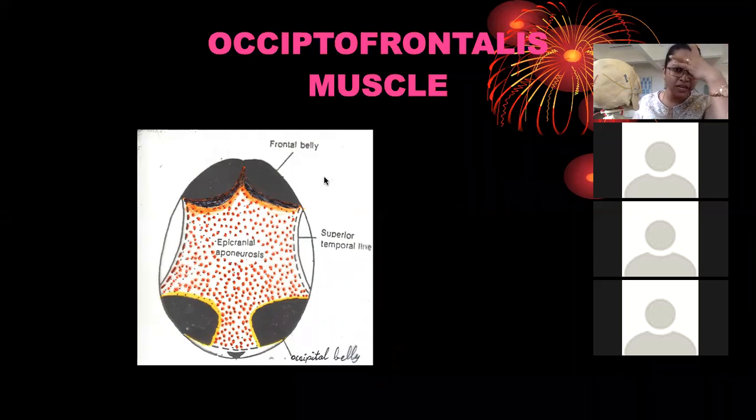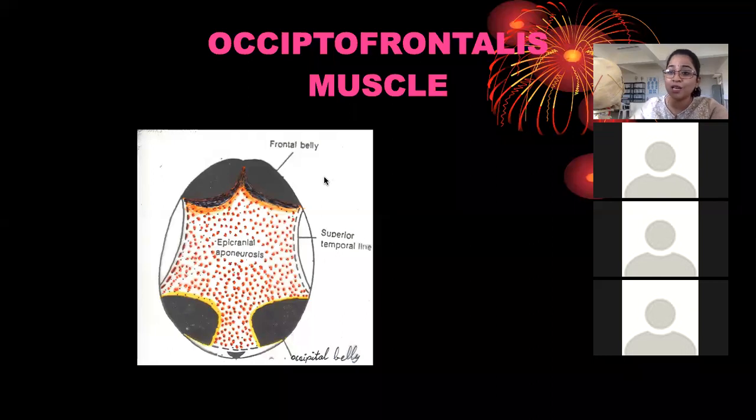So these two bellies join together in the midline and get inserted into the epicranial aponeurosis, okay? Whereas occipital bellies take origin from the external occipital protuberance and superior nuchal lines. They take bony origin. From there, they get inserted into the epicranial aponeurosis, the flattened tendon. So this is the origin and insertion of the muscle.